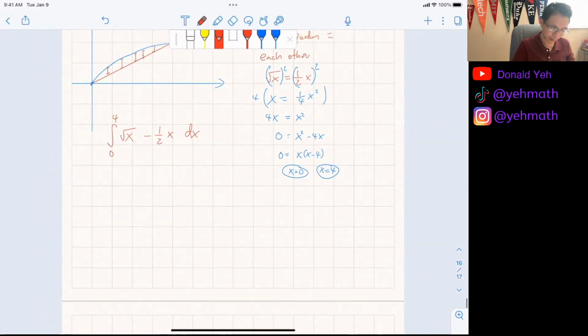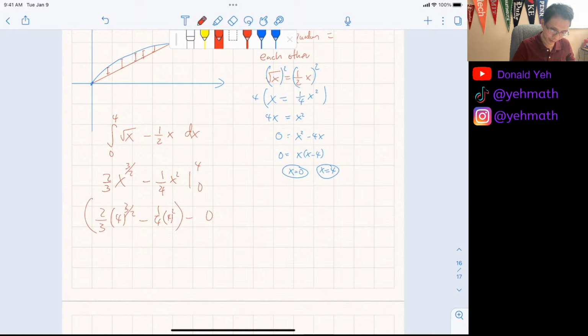Now I can integrate this, so it's going to be x to the 3 over 2, times 2 over 3, minus 1/2 of x squared over 2, between 4 and 0. And then it's going to be 2 over 3 times 4 to the 3 over 2, minus 1/4 x squared, sorry, this is 4. I can't do math. I can't math today. Minus 0.